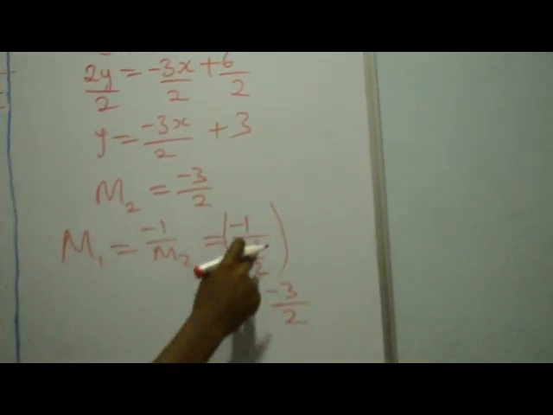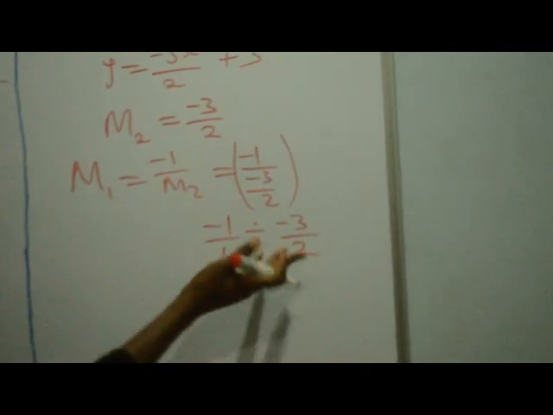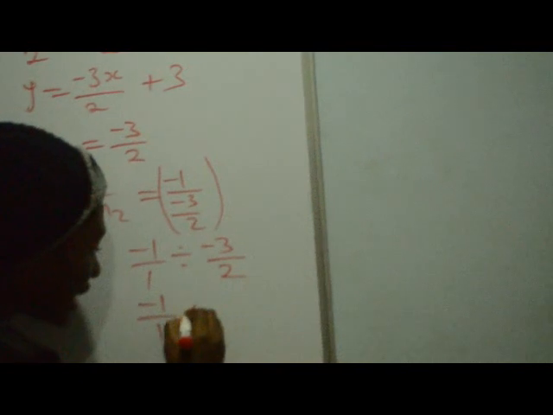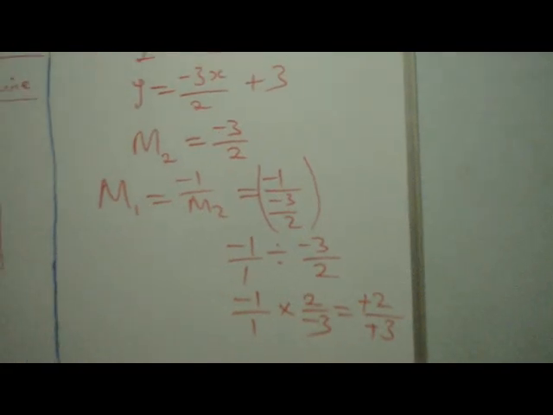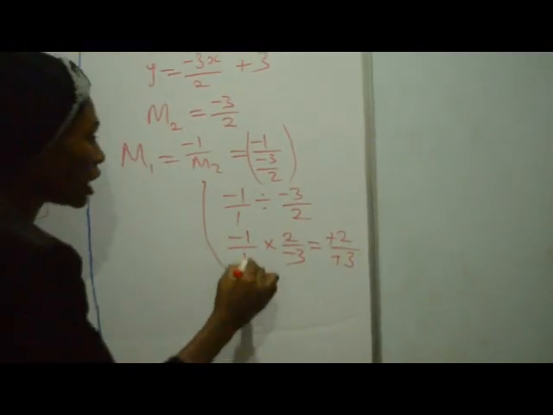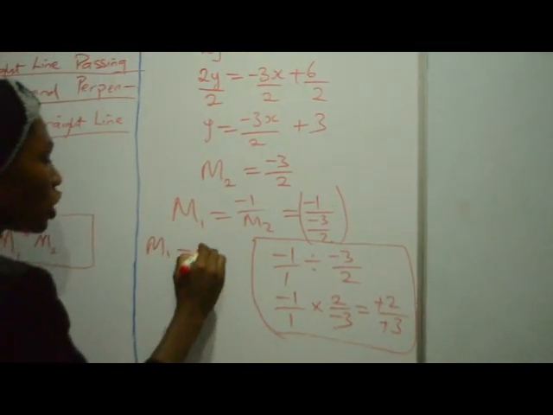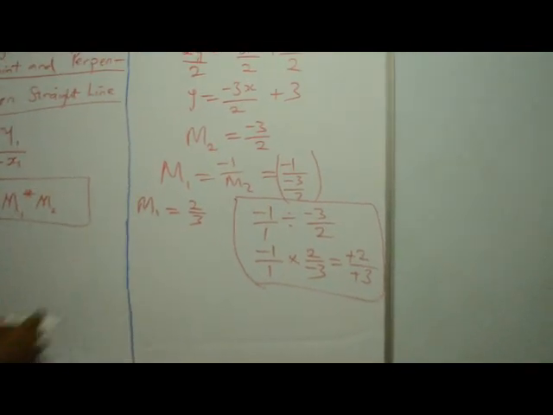Minus 1 divided by minus 3 over 2 is the same thing as minus 1 over 1 divided by minus 3 over 2. So you can now flip this and change this sign to multiplication. We'll be having minus 1 over 1 times 2 over minus 3. That is minus 2 over minus 3, that is 2 over 3. Okay, so I just did this working to show us what it will be looking like and how we'll be getting our gradient. So our gradient m1 is equal to 2 over 3. You can see the proof in our bracket. So we'll be using this now to determine our equation.